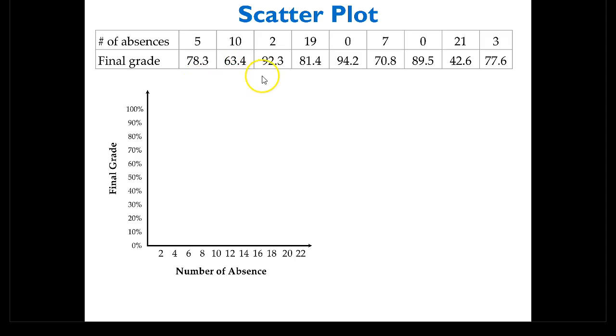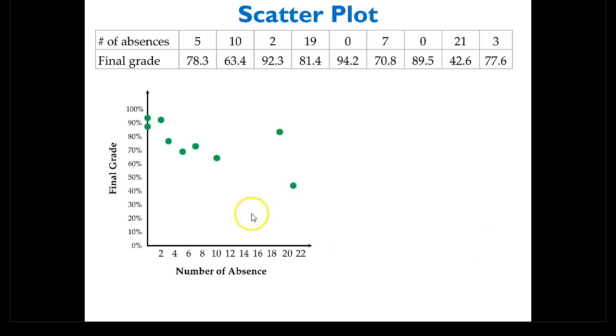The way we graph a scatter plot is we have a vertical axis and a horizontal axis, very much like an x and y plane. And we treat a pair of data like an ordered pair, just like on an x and y plane. For example, to plot this, the number of absences is 5, so we'd go over to here, and then the final grade is 78.3, so we'd go all the way up until we get to 78, and then we'd put a plotted dot there, very much like a point on the Cartesian coordinate plane.